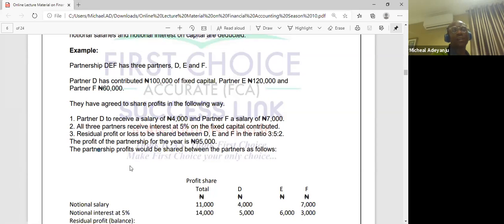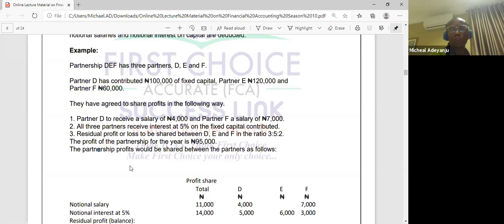Okay, so partnership DEF has three partners, D, E, and F. Partner D contributed 100,000 of fixed capital. Partner E contributed 120,000, and partner F contributed 60,000. The agreed profit sharing ratio was in the following way. Now note, partner D is to receive a salary of 4,000 and partner F a salary of 7,000. All partners receive interest at 5% on fixed capital contributed.